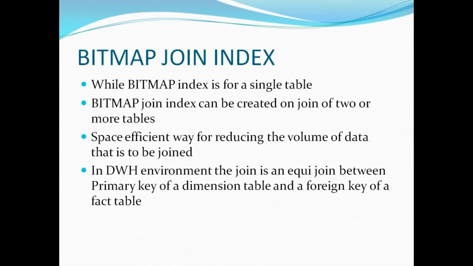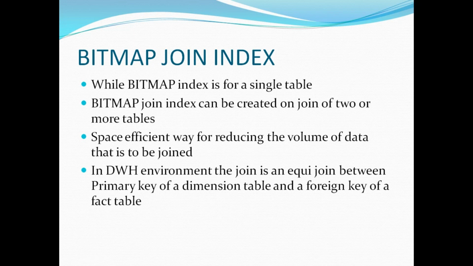So just to rephrase, a bitmap index is created for a single table. A bitmap join index is created on a join of two or more tables. It's a space efficient way of reducing the volume of data that is to be joined. And in data warehousing environments where we create bitmap or bitmap join indexes, the bitmap join index is an equi-join between the primary key of the dimension table and the foreign key of the fact table.